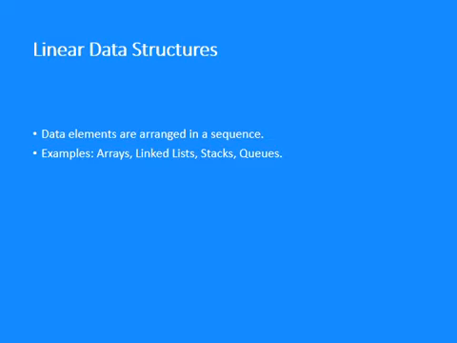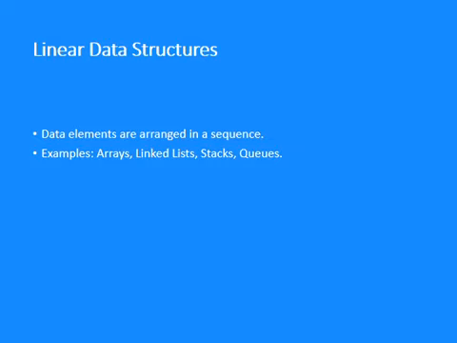In the previous video I discussed the basic overview of data structures. Today I am going to discuss, a little briefly, linear data structures. Now, what is a linear data structure? Linear data structures are a type of data structure in computer science where data elements are arranged in a sequential or linear manner.